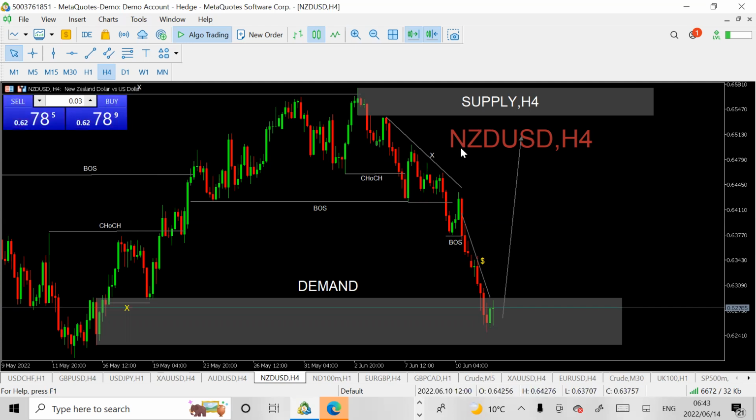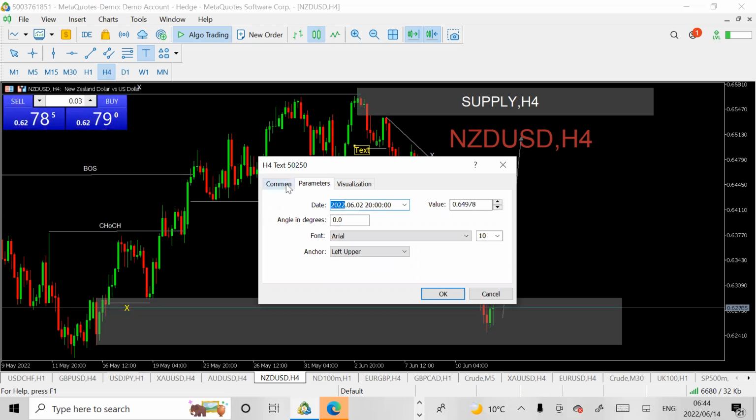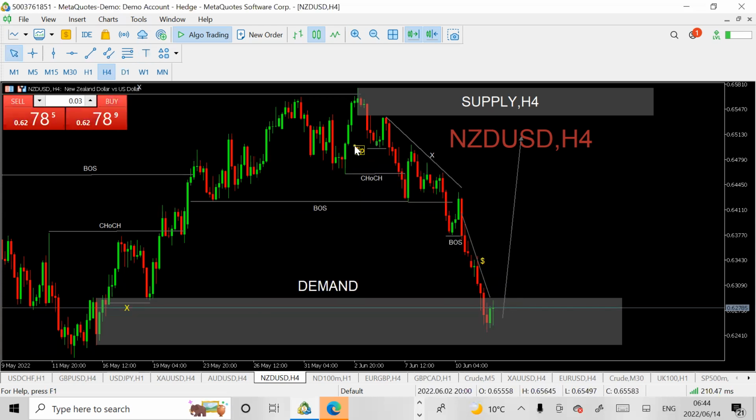So NZDUSD, we had our church here. Before the church, we had a flip here, a demand supply flip. This was the flip. Then a church, break of structure. Then an RTO, a return to this order block.